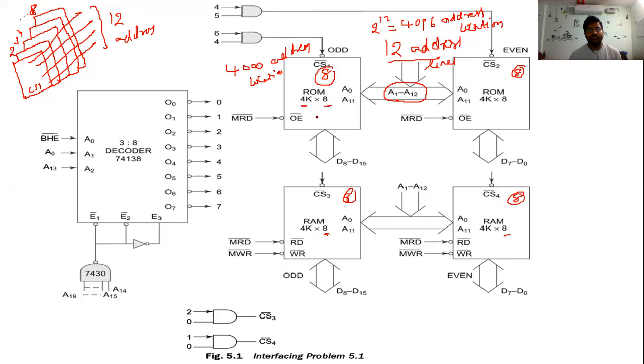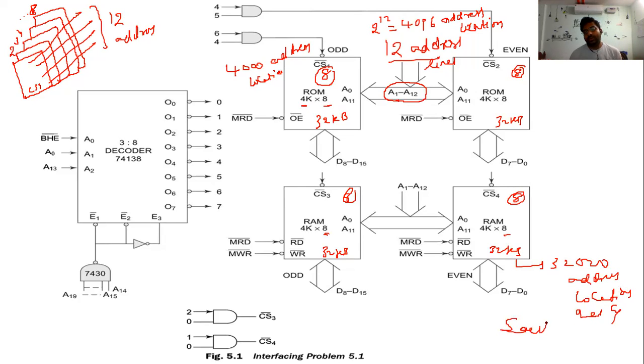32 KB. The total memory size of this device is 32 KB. So this is also 32 KB memory size. Nothing but 32,000 address locations are available, and each address location can store 8-bit data.